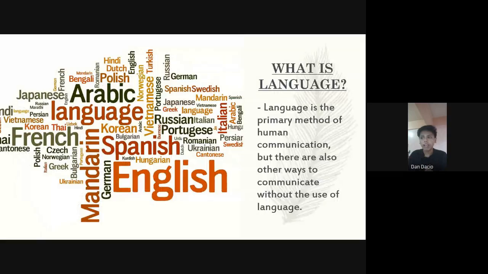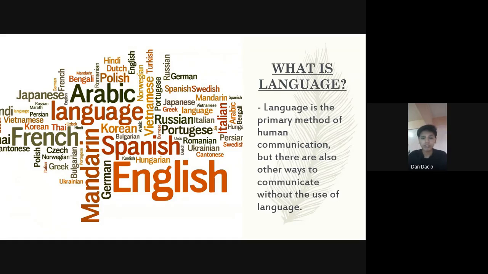So, what is language? Language is the primary method of human communication, but there are also other ways to communicate without the use of language. As we all know, language is the main tool of communication. It is what we use in our daily lives in order for us to understand each other and to communicate with other people. There are different languages being used in different places around the world.